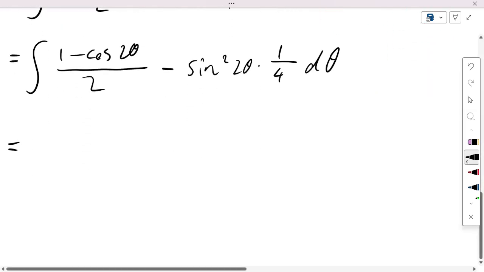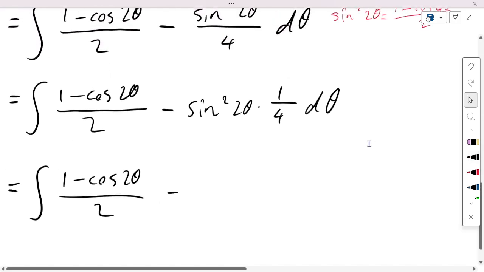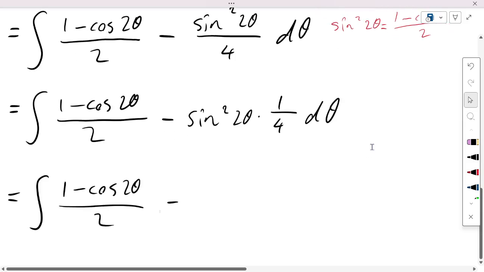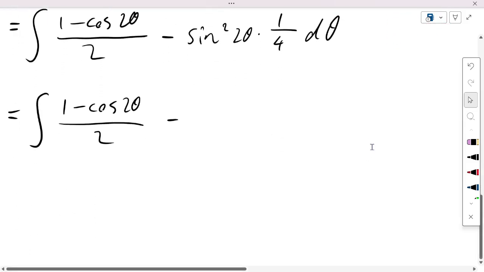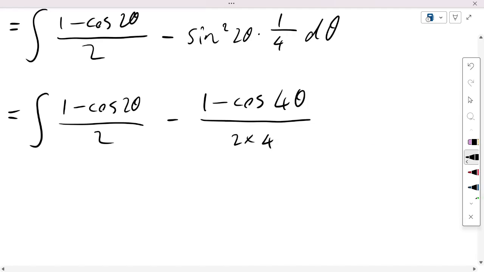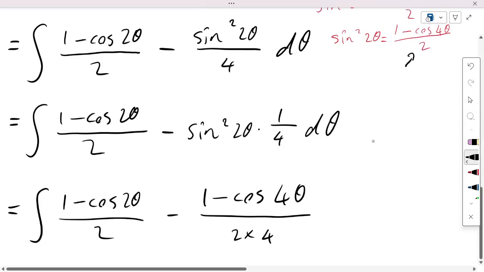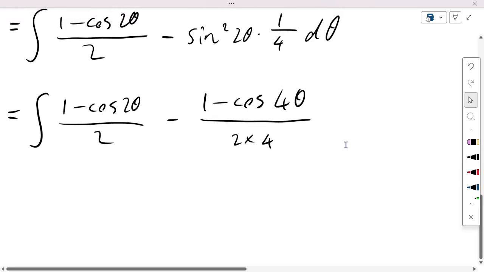And then over here, what we can do is we can just rewrite it like this. We need to substitute now. Cosine 2 theta divided by 2 minus, and what is sine squared 2 theta? It's equal to (1 minus cosine 4 theta) over 2. So if we multiply them together, we'll get 1 minus cosine 4 theta divided by, and then we're going to have the two denominators multiply each other. It's just going to be 2 multiplied by 4, because remember the 2 comes from this denominator here, and the 4 comes from this denominator here. So we have to multiply them together, which will give us 8 in the denominator, with respect to theta.